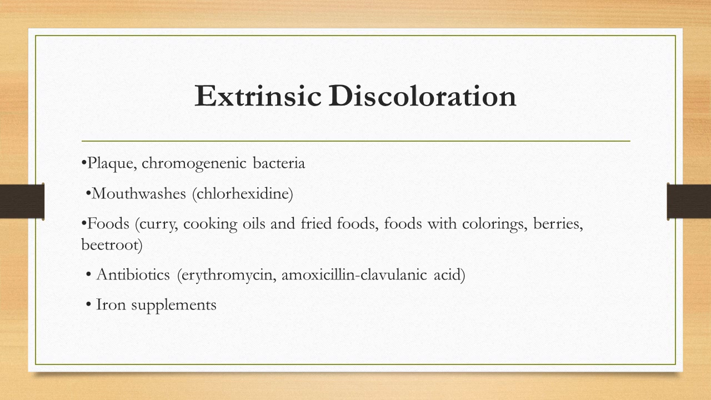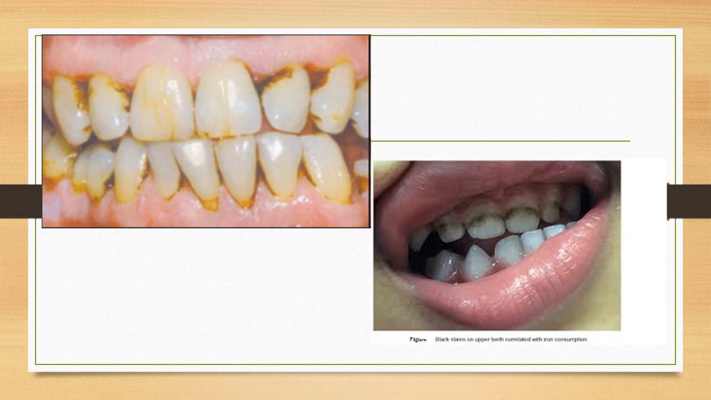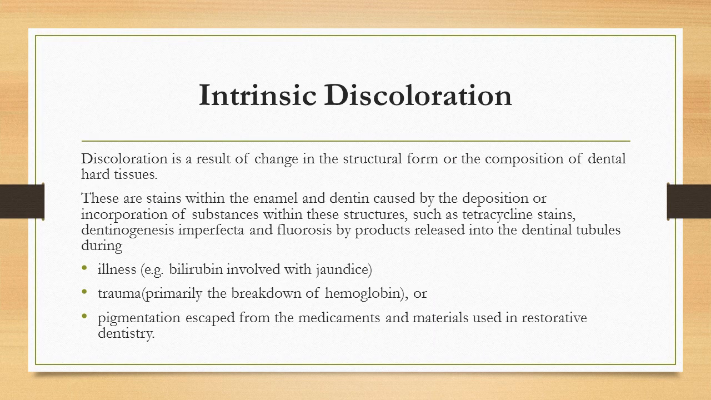Medication like antibiotics, erythromycin, amoxicillin, clavulanic acid, they will cause some yellowish discoloration too. Iron supplements, especially in children, pediatric patients, they will cause a black discoloration. These are discoloration of the iron.